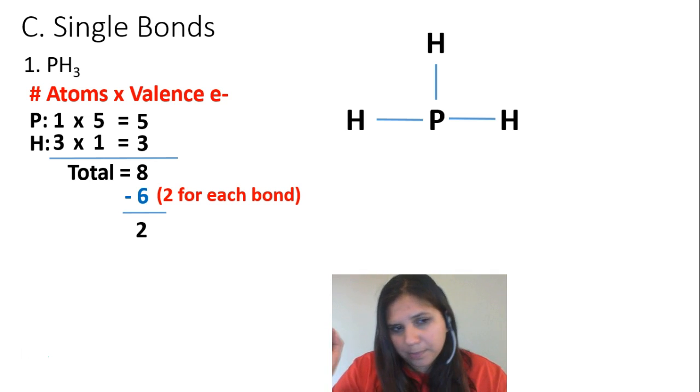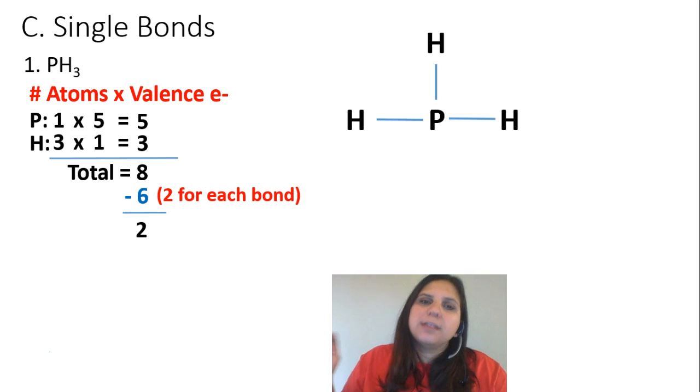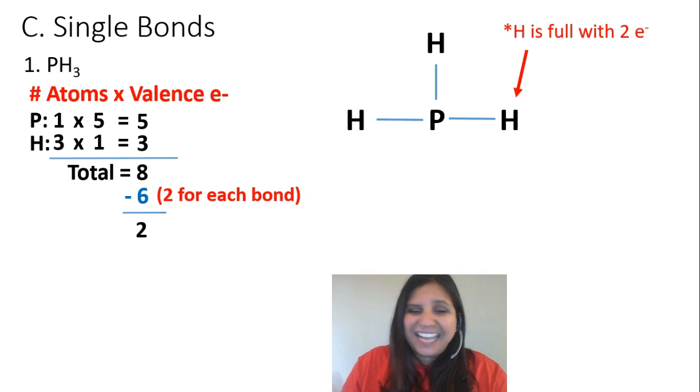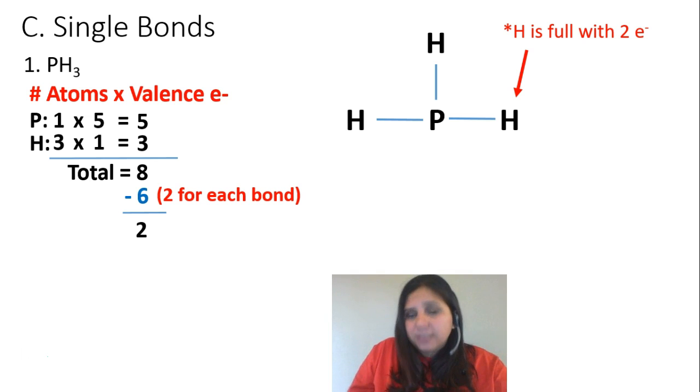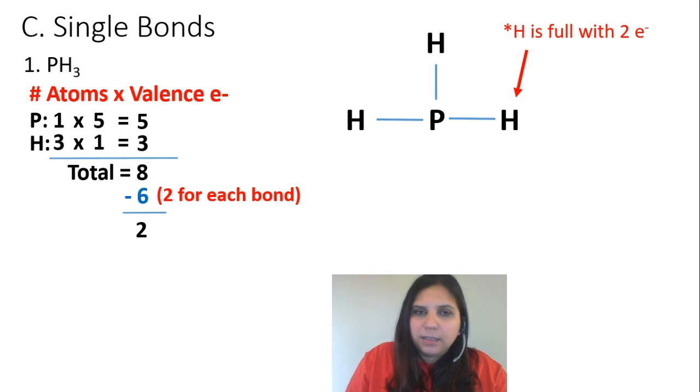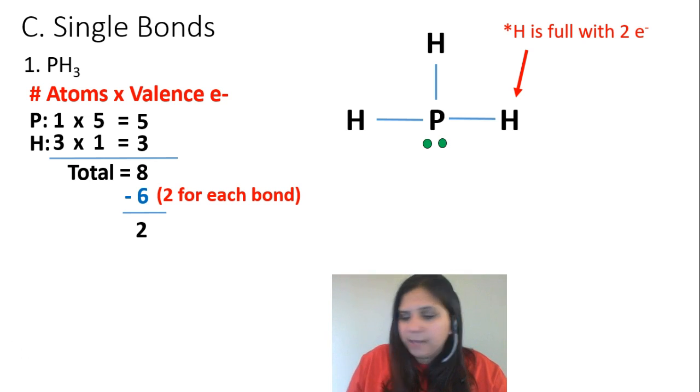Let's see what step 4 says. It says, fill the octet for the outside atoms. But hydrogen is full. It can only have 2 electrons. It can only have a single bond, and then it's done. So I'm not going to put those electrons on the hydrogen. Instead, I'm going to put it on the central atom, which is actually step 5.